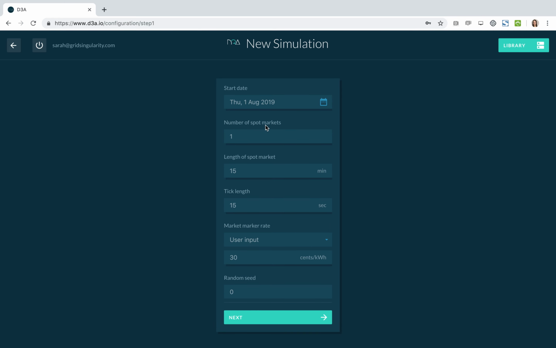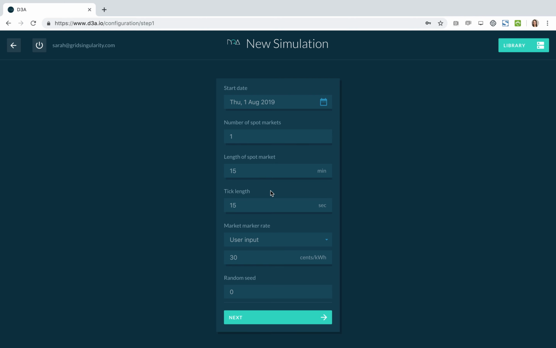And then we have some information about the types of markets available. So in this D3A, you can configure different spot market types. So we can configure here one spot market into the future, and the length of the spot market is 15 minutes. And the tick length is 15 seconds. So these parameters will be configurable soon, but how we have it set as a default is usually these devices trade in 15-minute market slots.